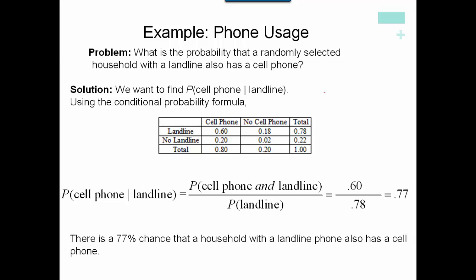Another example. What is the probability a randomly selected household with a landline also has a cell phone? So probability of cell phone given a landline, probability of cell phone and landline over probability of a landline. So that would be 0.60 divided by 0.78. So 0.77, or 77% chance that a person with a landline phone also has a cell phone.